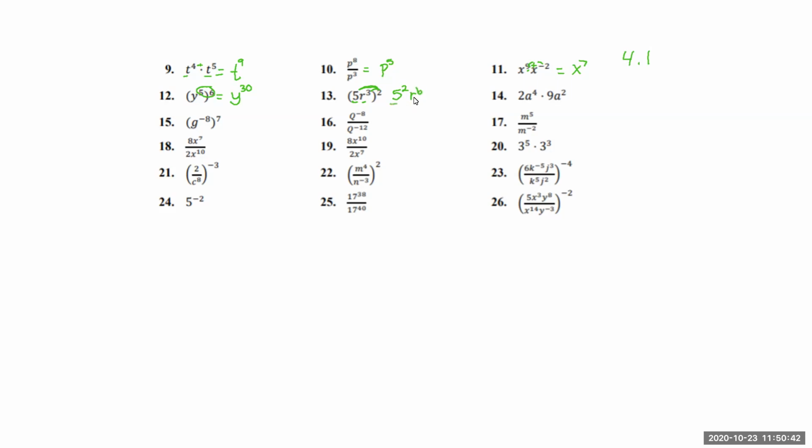So then to simplify this, all we need to do with the 5 squared is make that 25 r to the 6th. And that's our final answer for number 13.